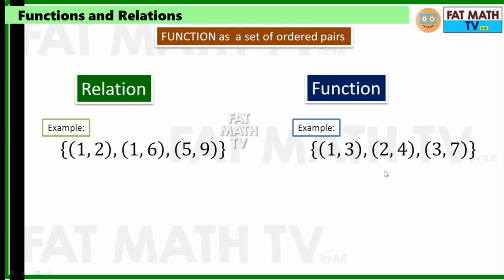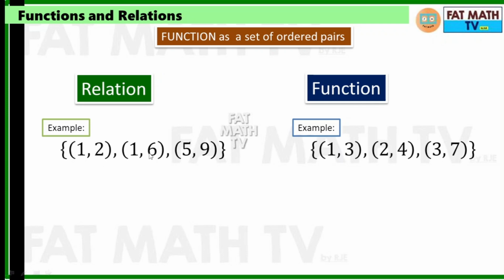But for a function, it has to be that your x value, or the first value in the ordered pair, should only have one pair, like this. The pair of 1 is only 3. The pair of 2 is only 4. And the pair of 3 is only 7. No other pair for 3, for 2, and for 1.